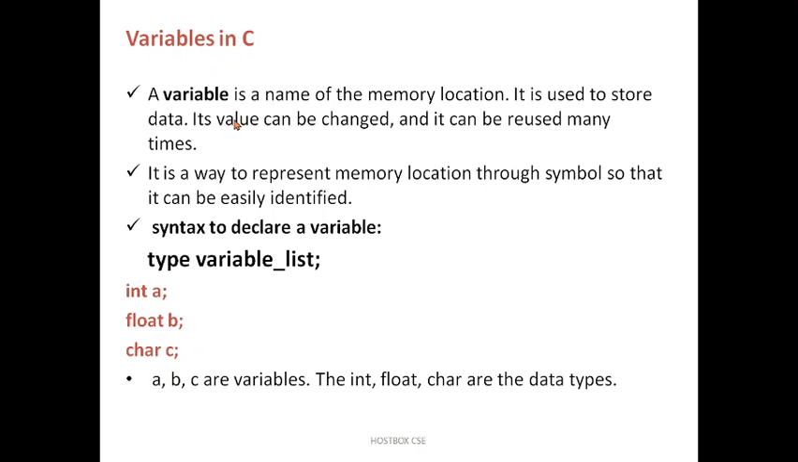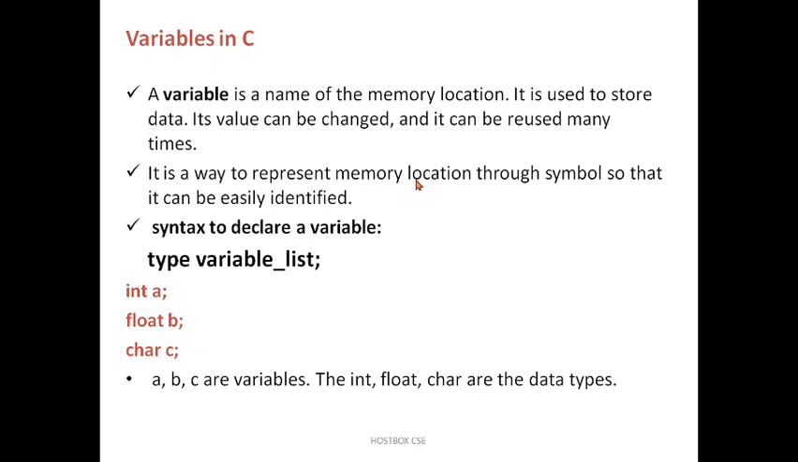Now we know what a variable is. In C language, you can simply define a variable as the name of a memory location, and it is used to store data. Why do we need a variable? Because if you want to store some data or information, we need a variable. Also its value can be changed and it can be reused many times. Remember, it is a way to represent a memory location through a symbol so that it can be easily identified.